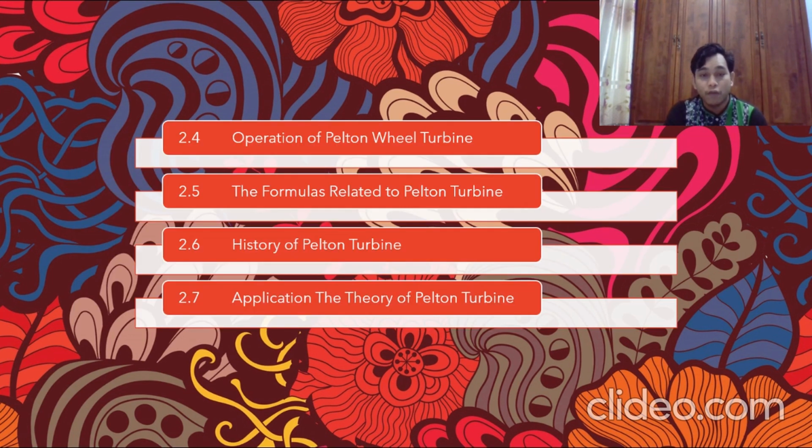For 2.4, we discuss the operation of the Pelton wheel turbine. Next, in 2.5, we discuss the formulas related to the Pelton turbine. And then at 2.6, we have the history of the Pelton turbine. And last one, we will discuss the application and the theory of the Pelton wheel turbine. For more information, I attached it in the report.